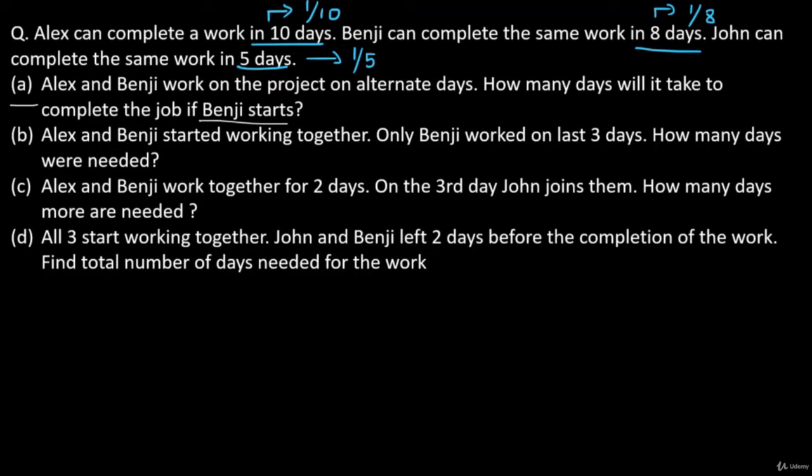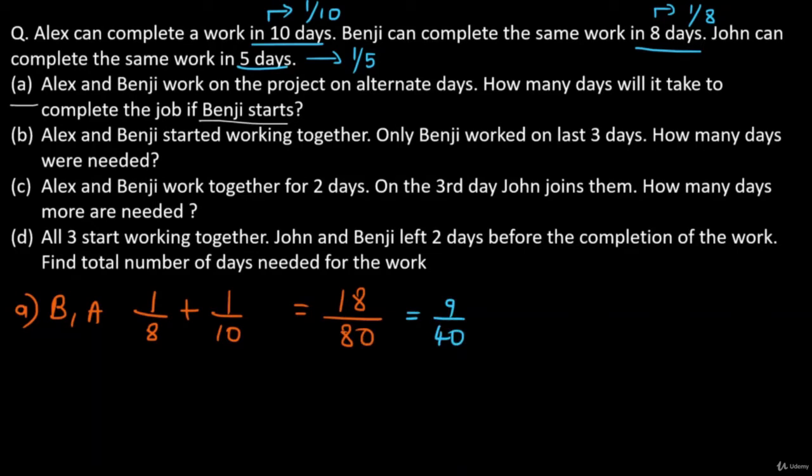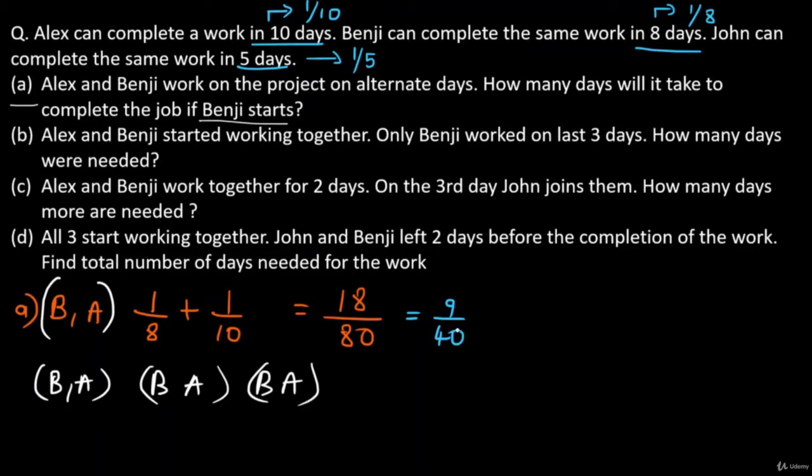So in 2 days, they would have covered 1/8 plus 1/10 of the work, right? That's equal to 18/80 or 9/40 of the work. All right, so that's 2 days over here. Now, if we repeat this 3 more times, that would be a total of 8 days, right? In 8 days, they would cover 9/40 into 4, right? Because in 2 days they are doing 9/40. So in 8 days they would do 9/40 into 4. That is 36/40.